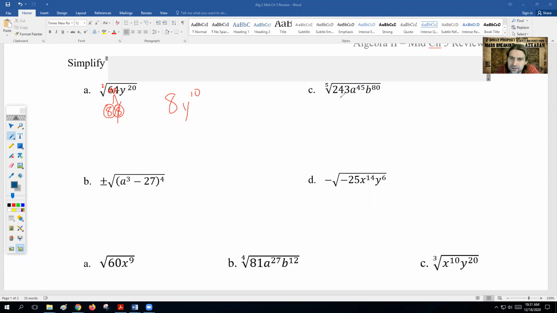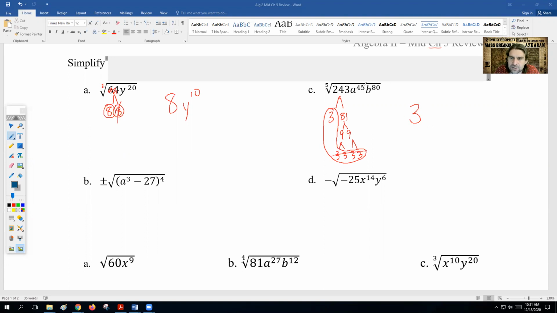All right, next, let's break down the 243. That'd be 3 and 81, and that'd be 9 and 9, and that'd be 3 and 3, and 3 and 3. To get out a fifth root, we need to have 5 of them, which we got, 5 3s right there. So we'd have a 3 break outside.